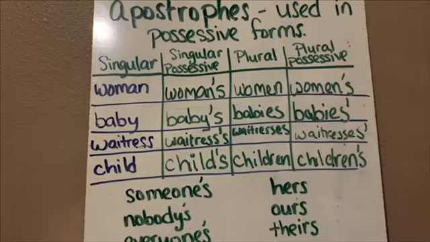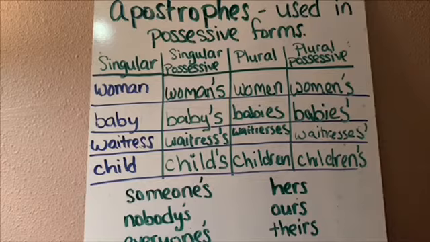Apostrophes are also used to make possessive forms of indefinite pronouns that end with one or body. They are not used to make possessive forms of personal pronouns.